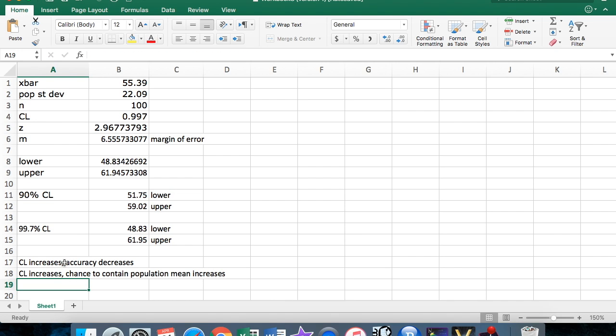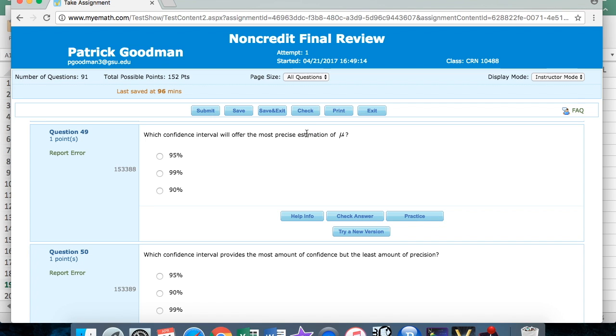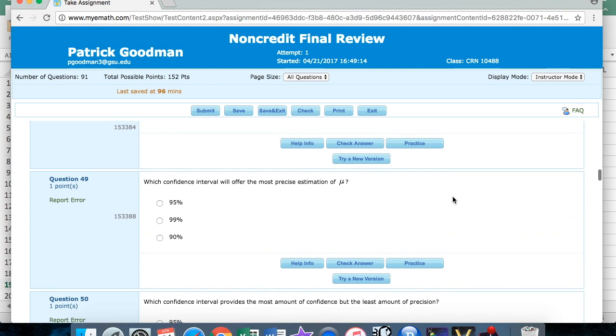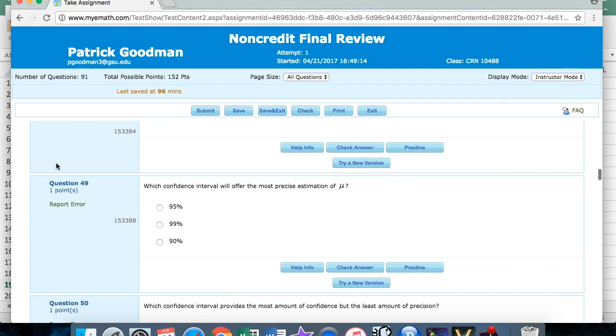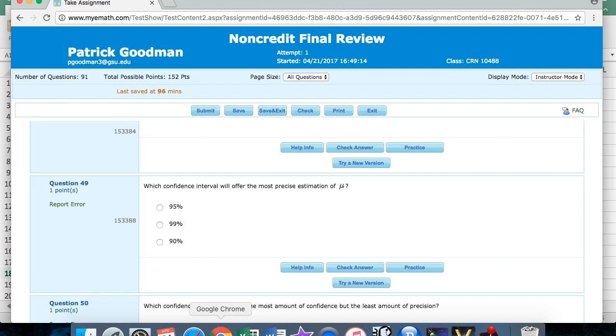So that's why you would increase your confidence levels, because you want to have a better chance to get your population mean in there. But if you increase your confidence level, your accuracy decreases. Now, I'm using the term accuracy, but that just means precision. So I'll just say precision, so that the keywords are the same. So precision decreases. So which confidence interval will provide the most precise estimation of mu? Well, the smallest confidence.